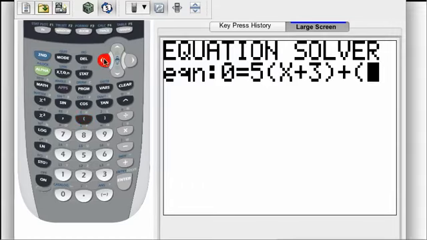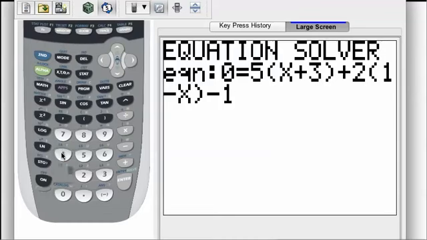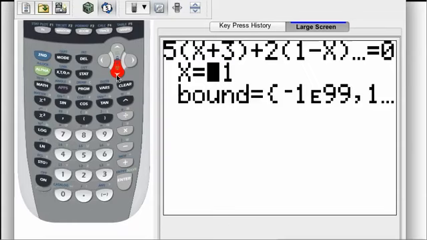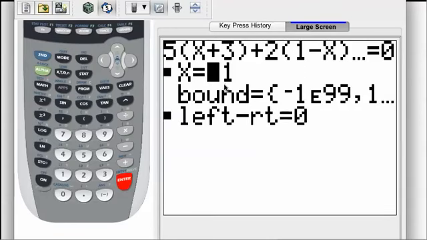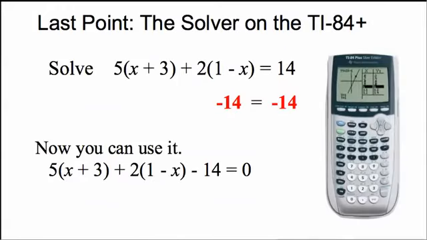Plus 2 parentheses 1 minus x, and I gotta subtract 14. That's the only little piece of work that I had to do to put this in the solver. But in other regards, it's the same. So pressing alpha, enter, and we get -1. So it works just the same way. But it's got to be in terms of 0. That's the only downer. All right.